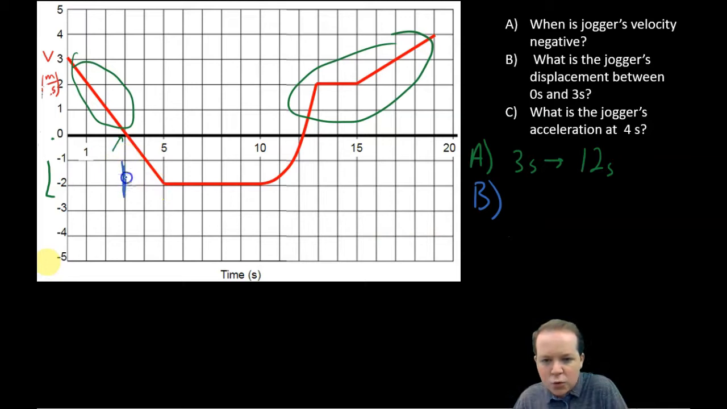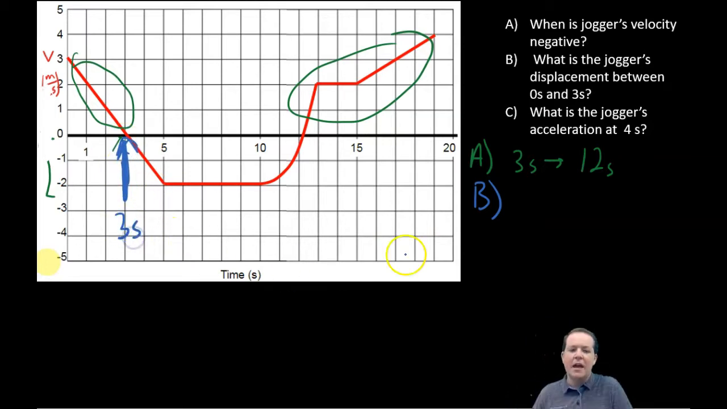3 seconds is right here. Right here is 3 seconds. It's a velocity graph. I want the displacement. So what do I want? The area under the curve.